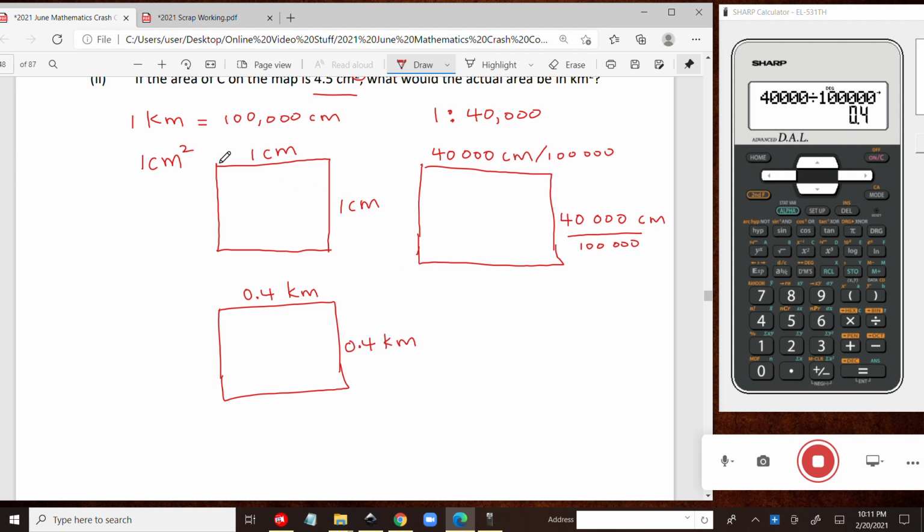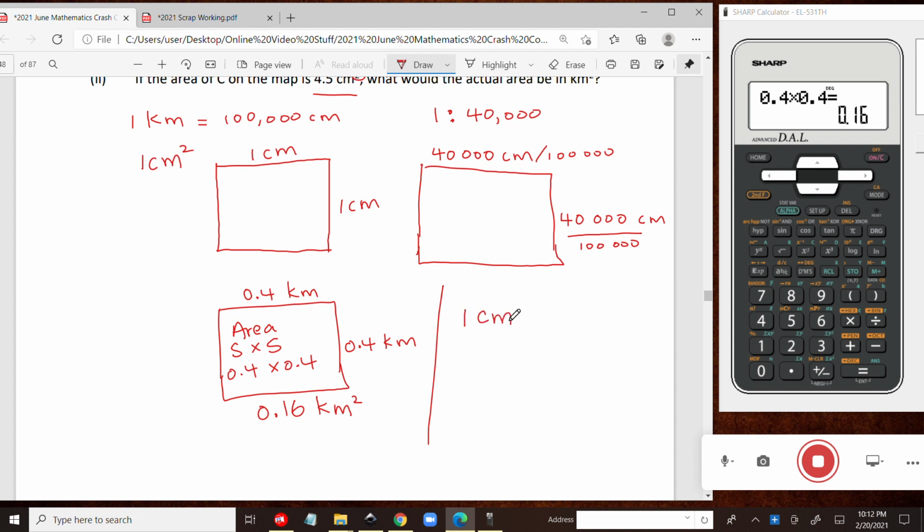So when we measure 1 centimeter by 1 centimeter, it is really 0.4 kilometers by 0.4 kilometers. So what's the area of this square? The area of a square is side multiplied by side. So take 0.4 kilometers and multiply by the next 0.4. You will get 0.16. If you don't believe me, 0.4 multiplied by 0.4 is 0.16 kilometers squared.